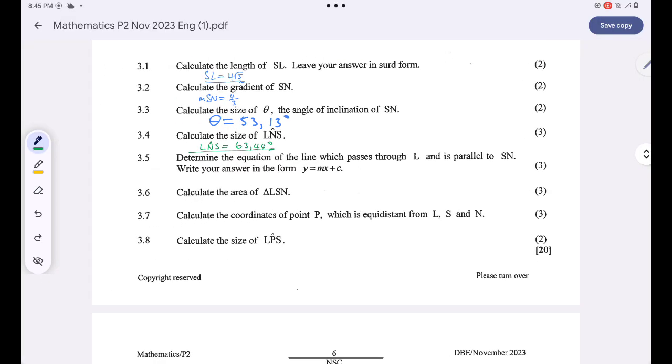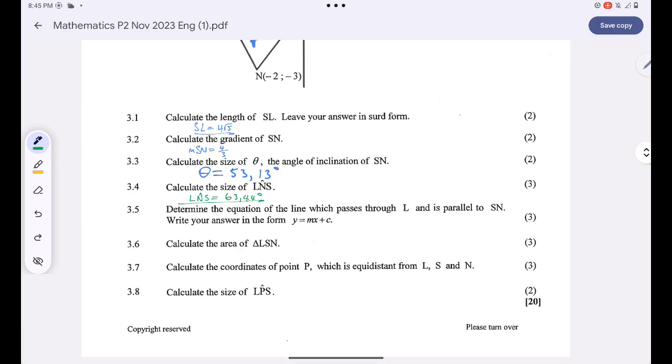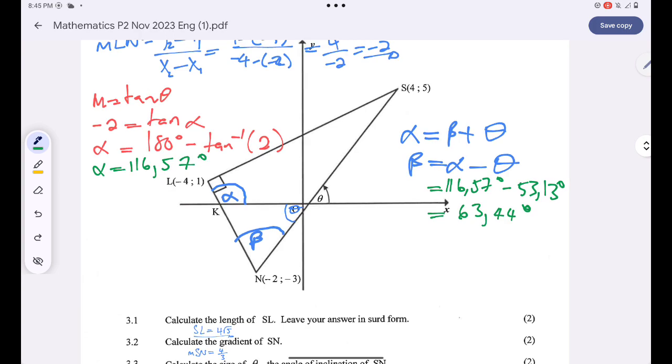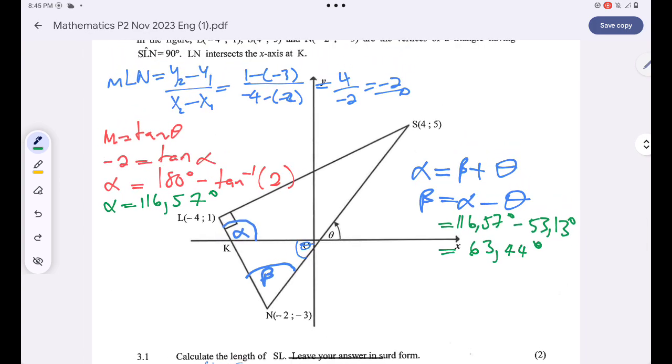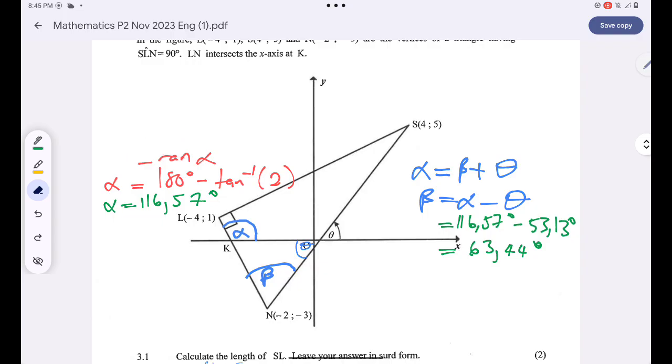Okay, and then 3.5, we are supposed to determine the equation of the line which passes through L and is parallel to SN. Okay, may I please erase here, guys, just to create room for me to write.